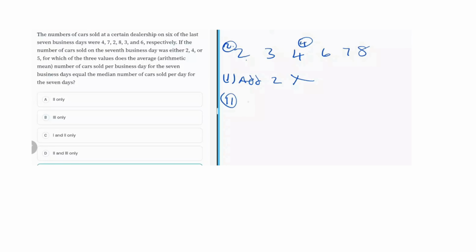We add 4. If we add 4 here, then the median is still 4. And the total becomes 34 because we already have 30. But 34 divided by 7 is not the same thing as 4, because 28 divided by 7 is what would have given us 4. So this one is so bad. Then we add 5. If we add 5, the total now becomes what?